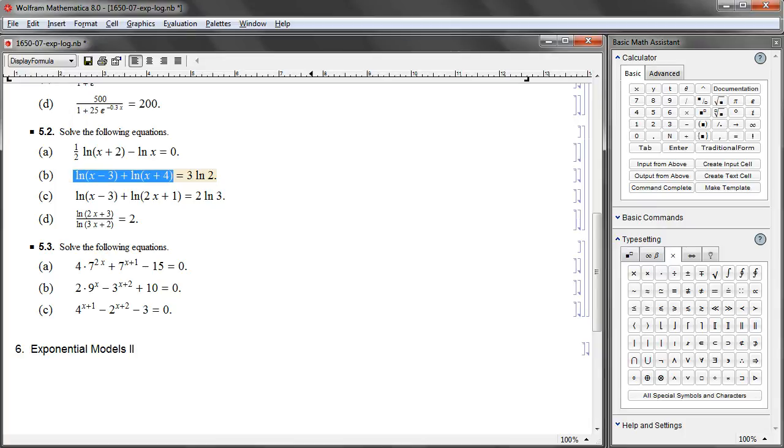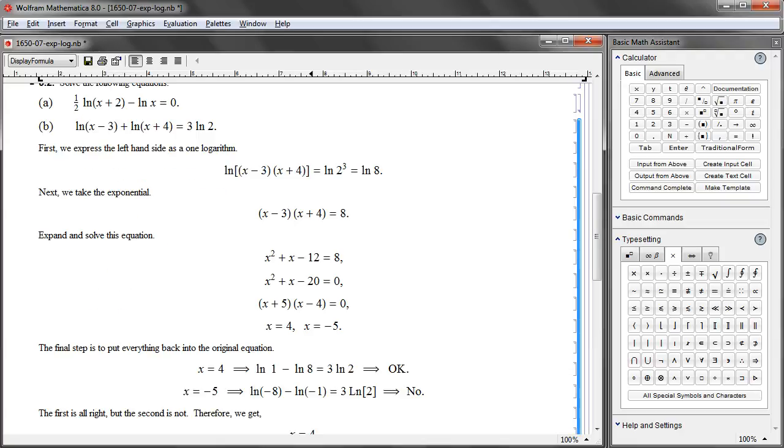It is necessary to bring it down to a single logarithm in the left-hand side. And this is the key. Apply the log rule and convert the first logarithm into a single logarithm like this. And then convert the logarithm in the right-hand side into a single logarithm like this.